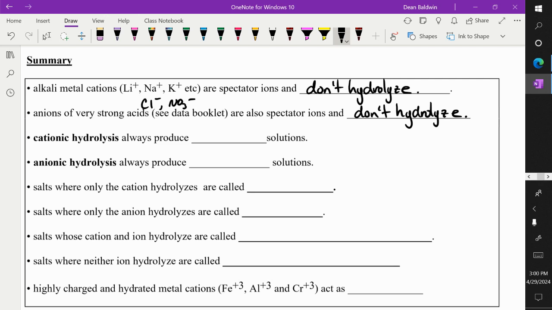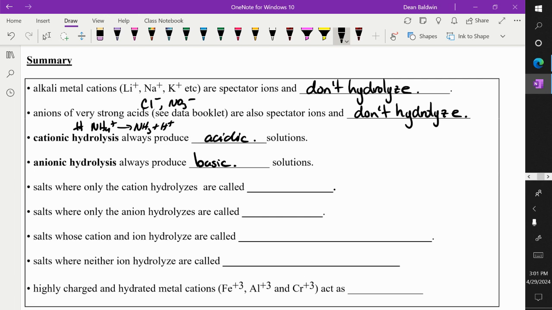Cationic hydrolysis, always. Cations always produce what type of solution? Yes, because it's a positively charged something. So say, I can't think of one right now. The one we used, ammonium. It's going to want to donate a proton. So it'll be an acidic solution. Anions, well, because they're negatively charged, will accept a proton. So that'll be a basic solution.